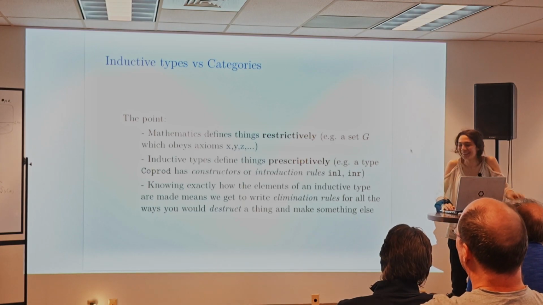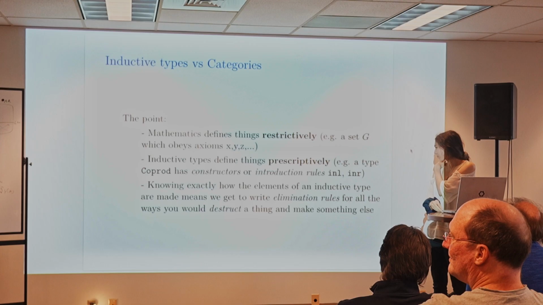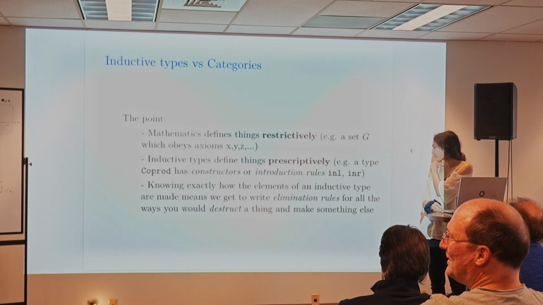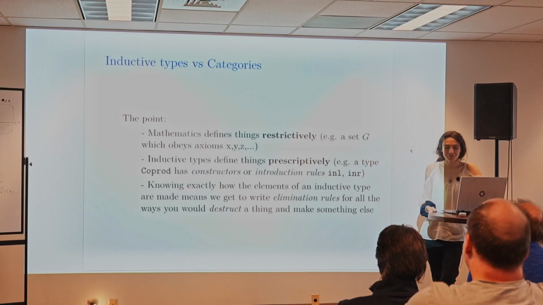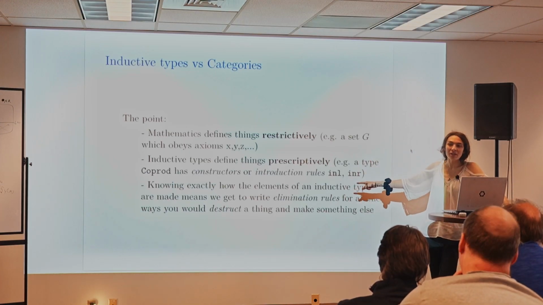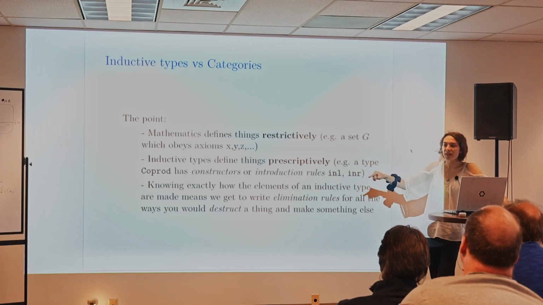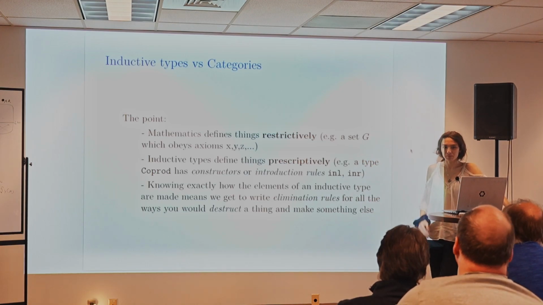Knowing exactly how the elements of an inductive type are made means we get to write elimination rules for all the ways you would destruct a thing and make something else. Well, the thing I'm trying to point to there is the matches we did earlier, right? You can look inside a thing and say, it could have been any of these things and it couldn't have been anything else, right?